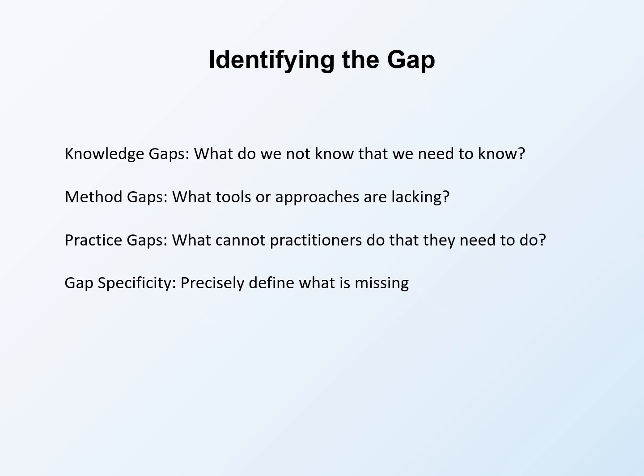Gap specificity precisely defines what is missing. Vague statements about gaps are less compelling than precise identification of exactly what is lacking. Be specific about the deficit your proposal addresses so reviewers understand exactly what you will contribute.